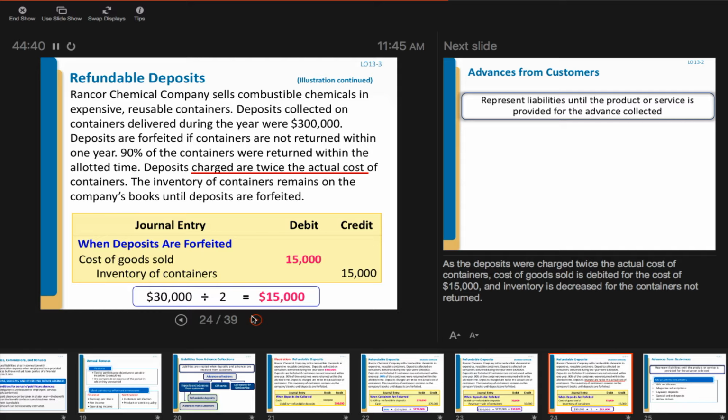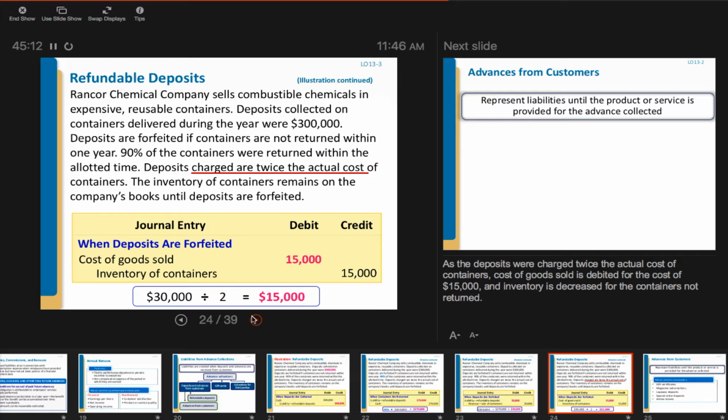So in this case, they complicated it a little bit by saying that the fact that this company has a cost of goods sold and an inventory of containers set up this way suggests that they're in the business of both selling and renting. Okay? So when we flip this to a sale instead of a rental, we're basically doing everything that we would normally do with a sale.